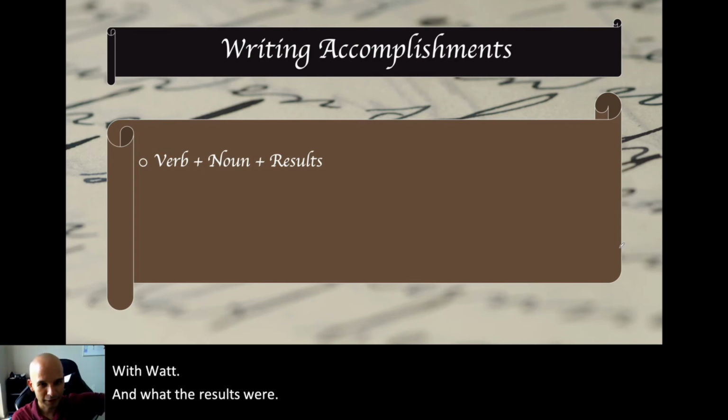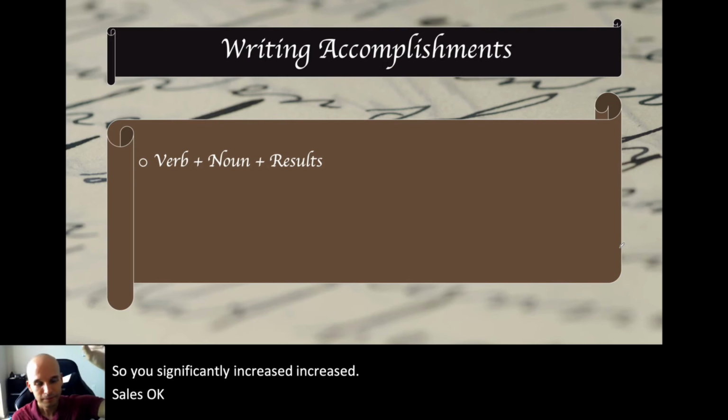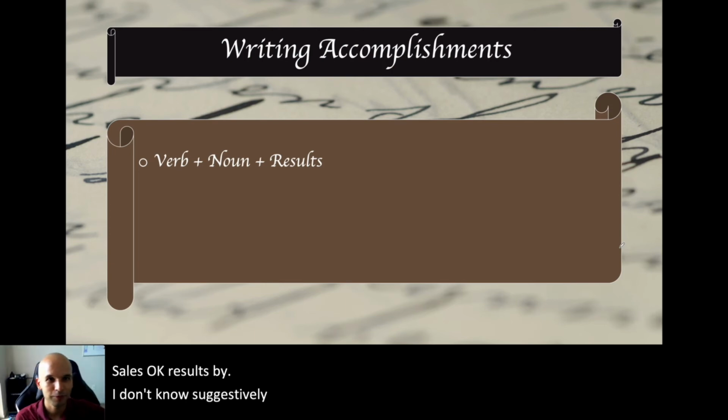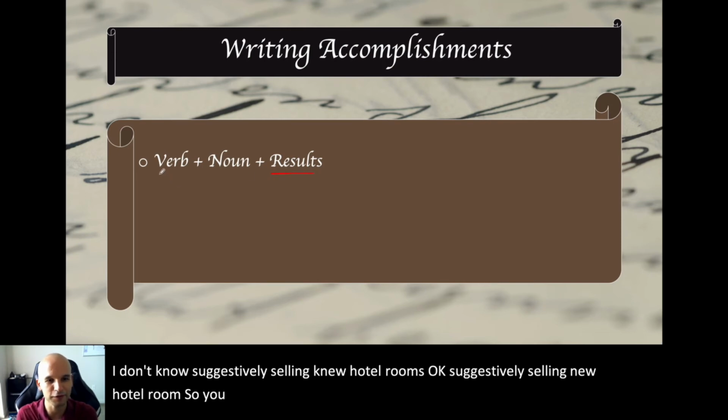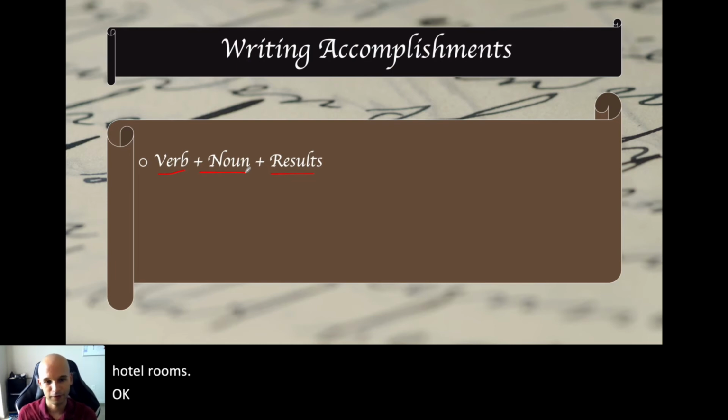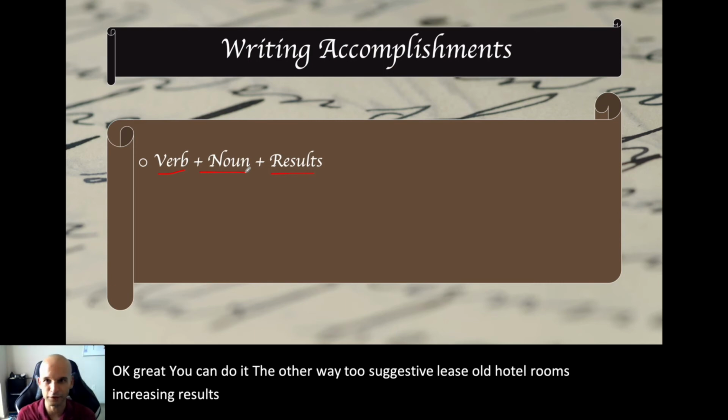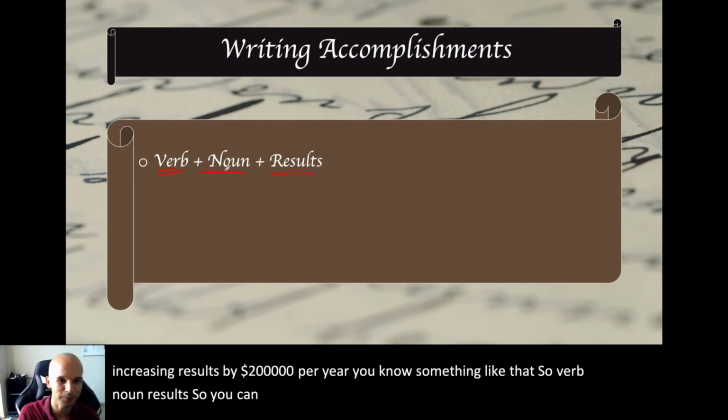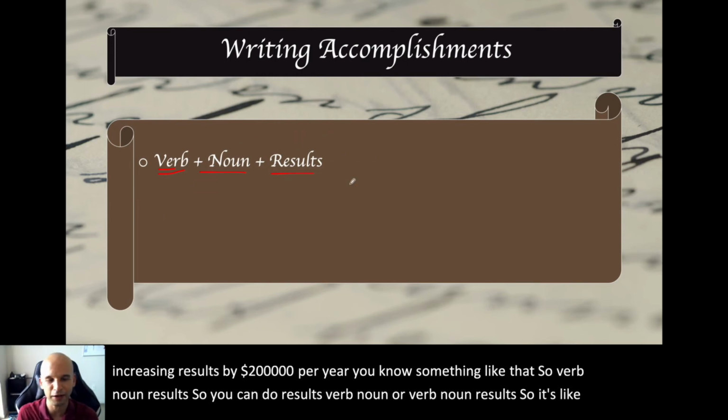So, you significantly increased sales, okay, results, by suggestively selling new hotel rooms. So you did results: significantly increased sales; verb and noun: suggestively selling hotel rooms. Okay, great. You can do it the other way too. Suggestively sold hotel rooms, increasing sales by $200,000 per year, something like that. So you can do results, verb, noun, or verb, noun, results. So it's like addition, it's like commutative property, all that stuff.